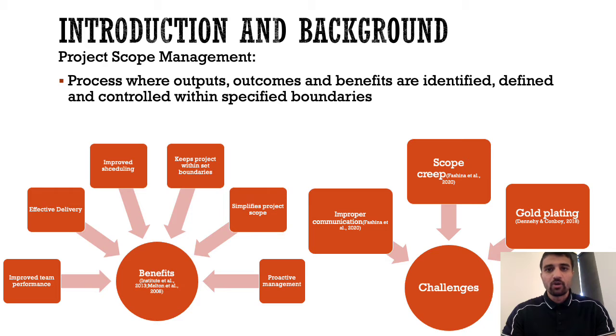It's a process where outputs, outcomes, and benefits are identified, defined, and controlled within the project boundary lines. Down there, we can see different benefits and challenges that were identified by studying different journals, books, and different sources. First of all, in the benefits, it improves team performance, improves scheduling, causes effective delivery of the project, keeps the project within the boundary lines. It simplifies the project scope so you can share it with all the stakeholders with ease. It promotes proactive management in the company or organization.